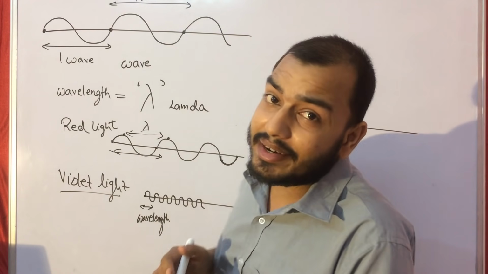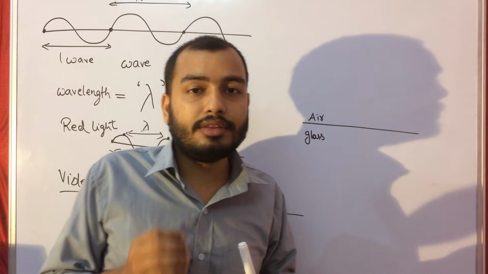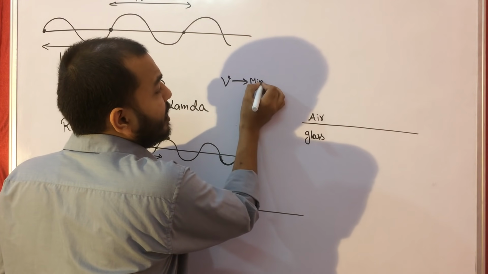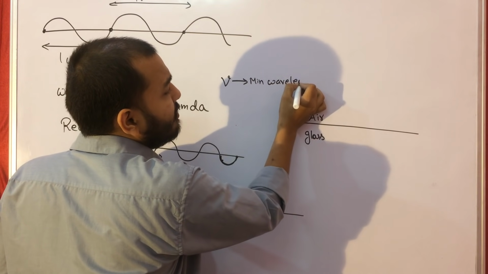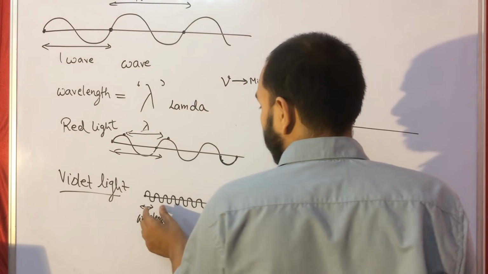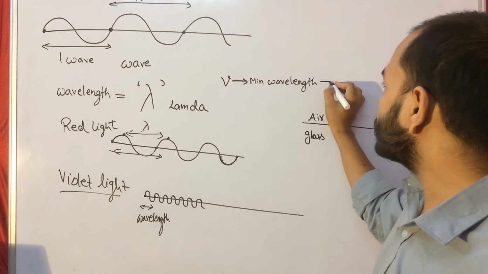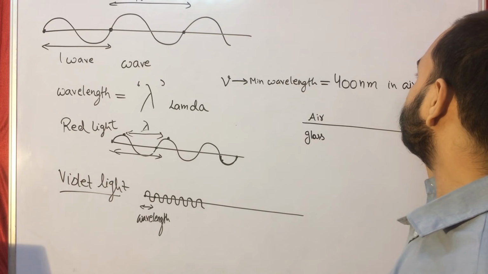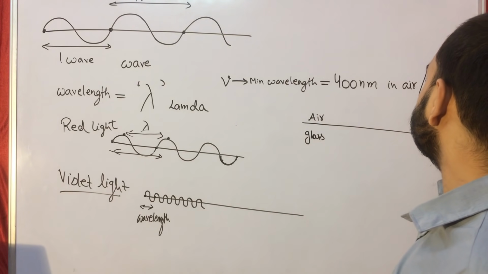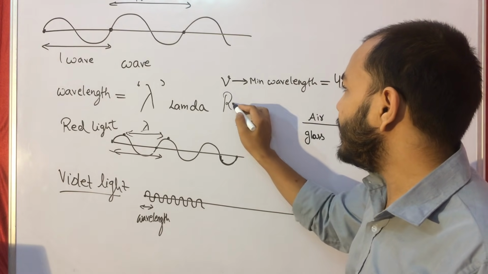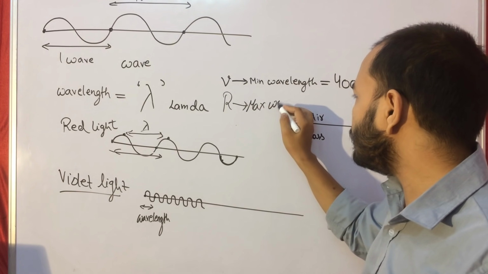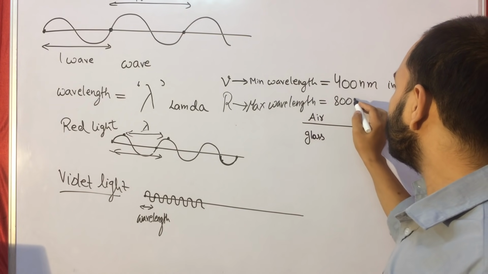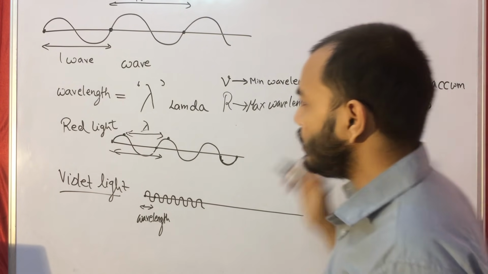This makes violet light different from red color in wavelength. Violet has the minimum wavelength, a very small wavelength. See, this is so small in comparison to red. It's approximately 400 nanometer in air or vacuum. And when you compare it with red, which has the maximum, the longest wavelength, it's about 800 nanometer in air or vacuum.